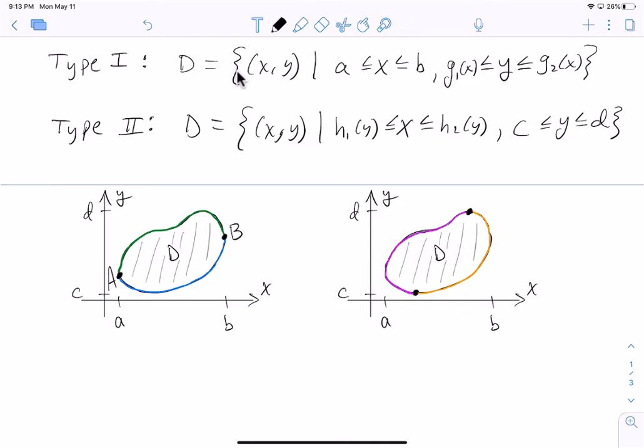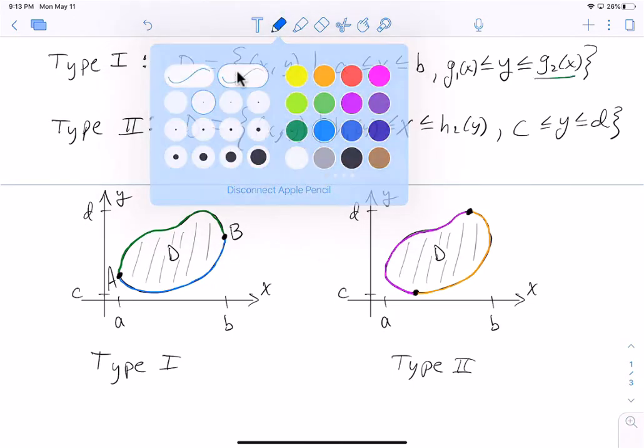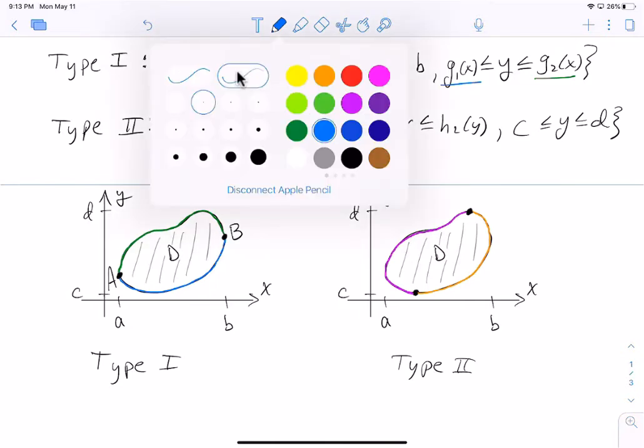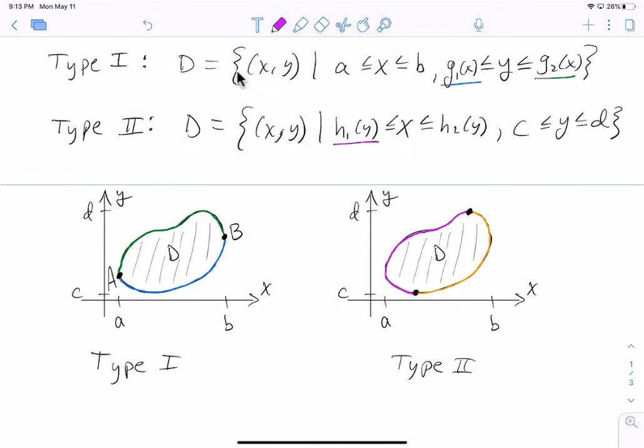So here we have 2 representations of a region D. On the left, we're envisioning it as a type 1 region, and on the right, we're envisioning it as a type 2 region. And the idea is for a type 1 region, we have an upper boundary curve, which is g2, and a lower boundary curve, which is g1 of x, right? So these curves are functions of x. And then for the type 2 region, we have a leftmost boundary curve, which is h1, a function of y, and then a rightmost boundary curve, which is h2, a function of y. So this is the type 1, type 2 business.